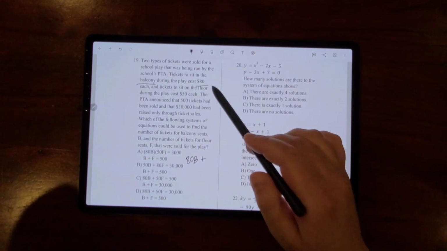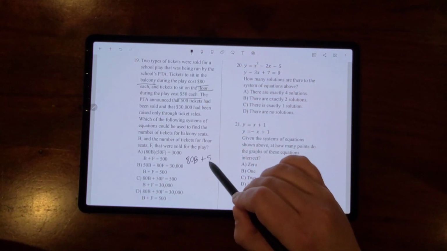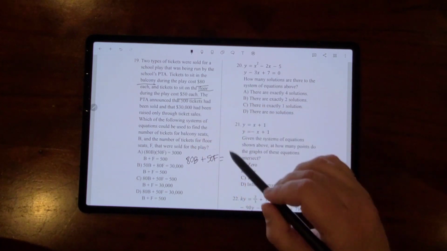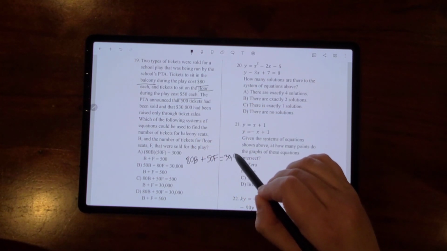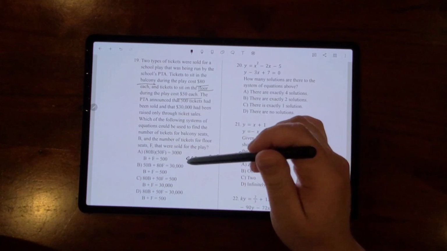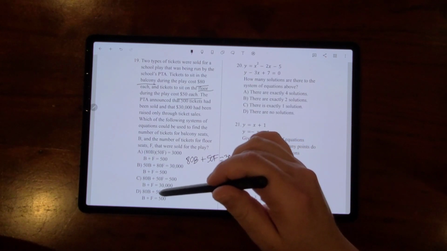And if we add on what they're spending on the floor seats, which would be 50 times the number of floor seats, F, if we add those up, we should get the total amount, which would be $30,000. So right away, let's see what matches that. I think the only one that matches that is D.